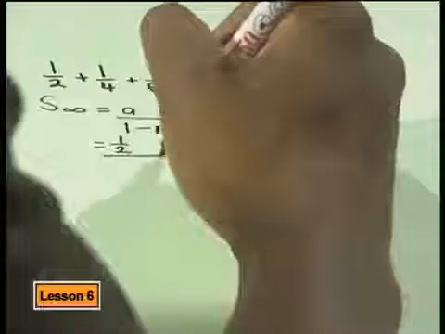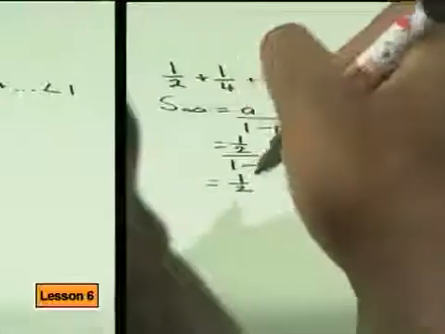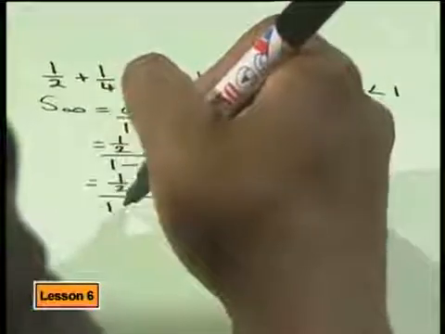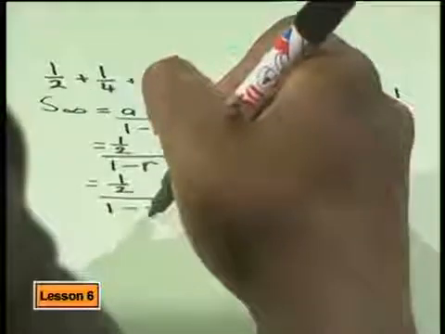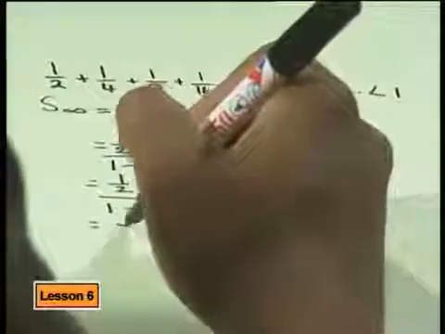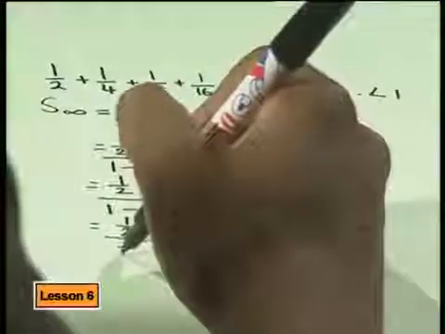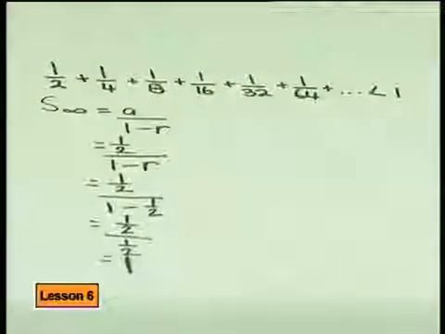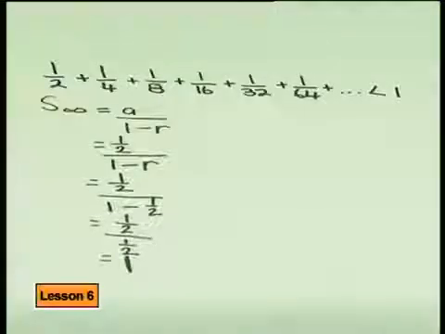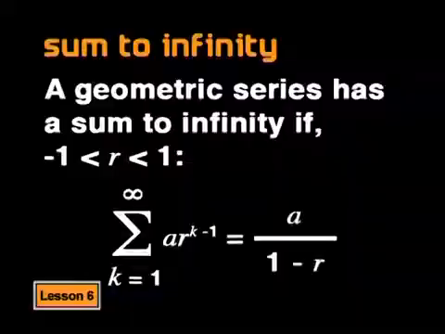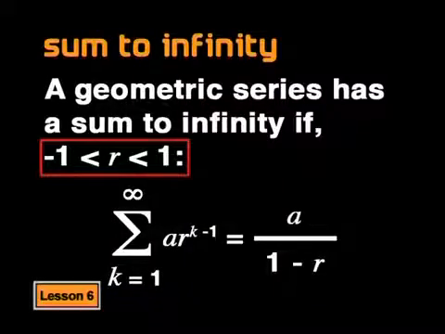Okay. An infinite number of these terms can be determined by a over 1 minus r. In our case, a is the first term of the series, which is 1/2. And r is also 1/2, which gives me 1/2 over 1 minus 1/2, which is the same as 1/2 over 1/2, which is 1, just as we predicted. I think it is important to stress here that this will only be true if the common ratio is greater than -1 and less than 1.